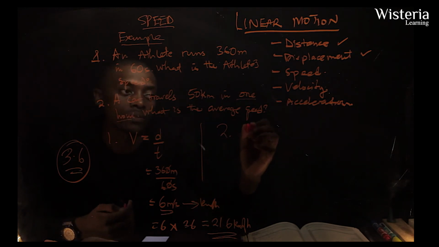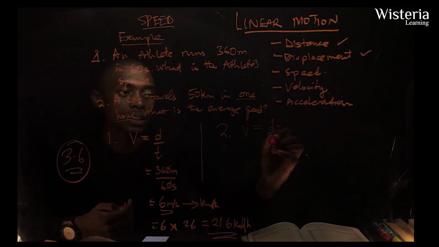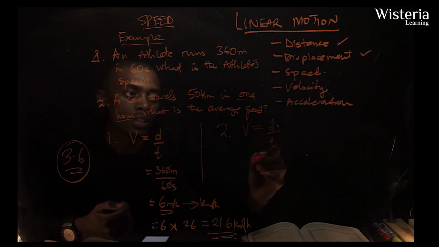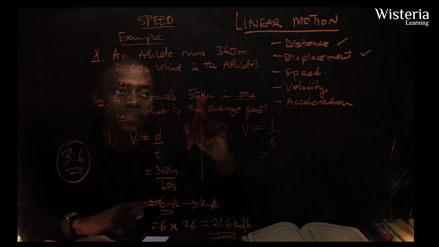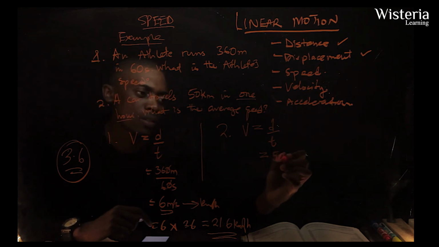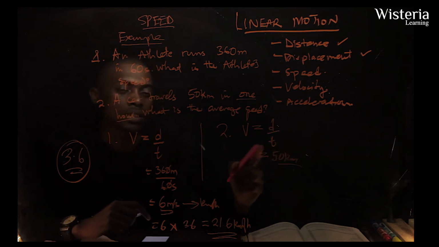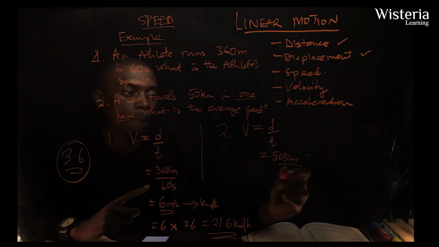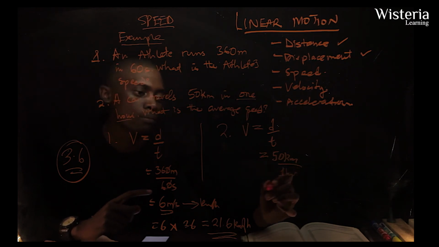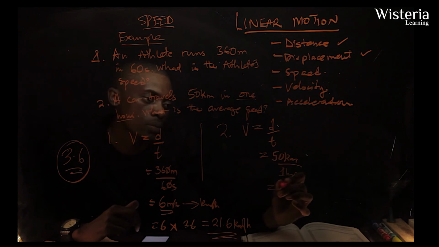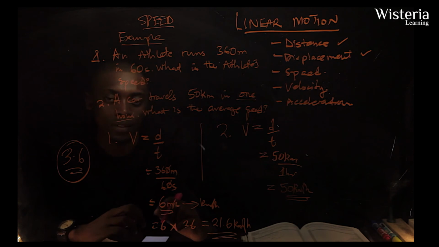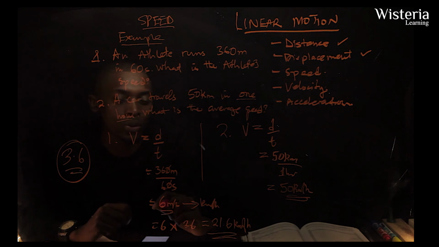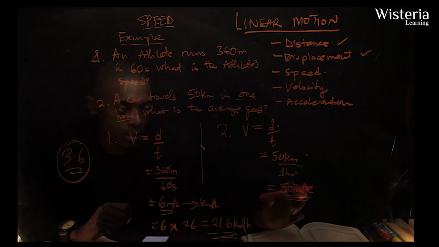Well, you can still say V is equal to D divided by total time. In this case, we are given that the distance covered is 50 kilometers. And the total time taken to cover that 50 kilometers is 1 hour. Therefore, we can say 50 divided by 1 gives us 50 kilometers per hour. I think that was very simple for us to relate. So here, we are given the units of speed as kilometers per hour.